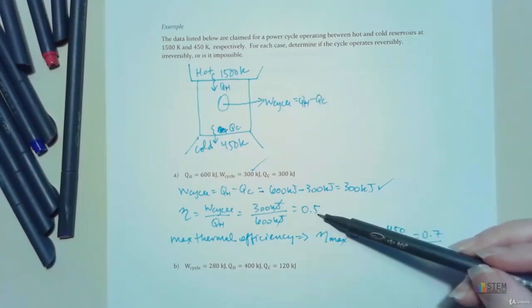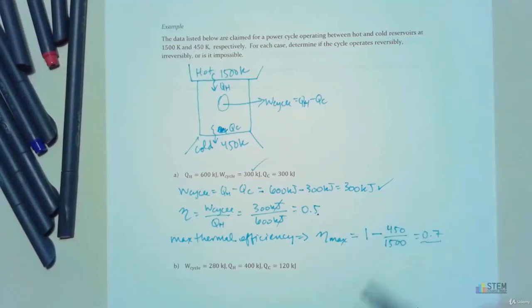Now we're at 0.5. That means if we're at 0.5, that's less than 0.7, we must be operating irreversibly. So let's just put irreversible right here. So this is an irreversible power cycle. And again, we know that because 0.5 is less than 0.7. If it was reversible, that'd be best case scenario. It would have equaled 0.7. All right, that's how we do that one.